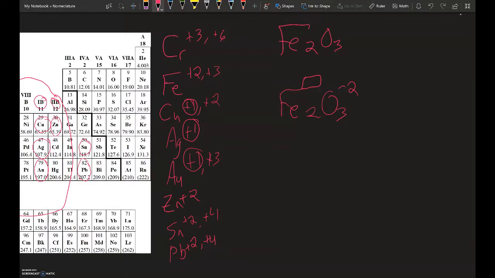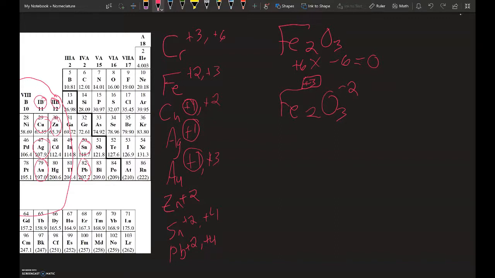Now, we know this compound is neutral, so we set it equal to 0. So how many oxygens are there? There are 3 oxygens. Each oxygen has a -2 charge. So 3 times -2 gives me -6. What we want to do is solve for x. In this particular case, x is going to be +6. And if we look at the subscript, there are 2 irons. 6 divided by 2 gives me +3.